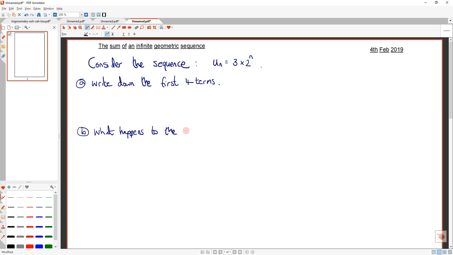to the nth term, which of course, the nth term is just Un, as n gets really large. And by gets really large, what I'm talking about is as it tends to infinity.